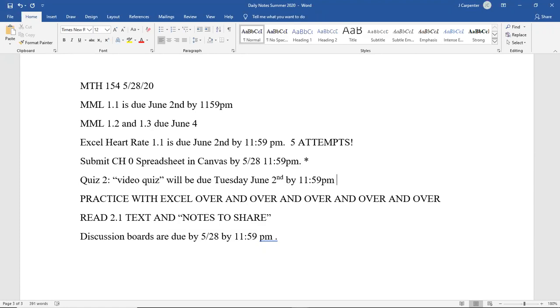I assigned the Excel heart rate. That'll be our first actual official Excel homework. As I said, the chapter 01, which is due tonight, that's kind of an unofficial Excel homework. I mean, it's still Excel homework. It's something that we normally would have just done in the lab together and called it participation. But I still want to make sure that you completed that.